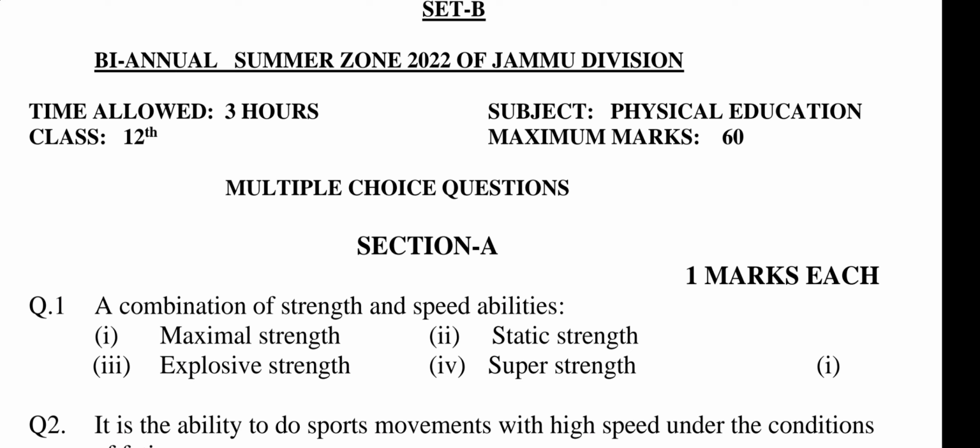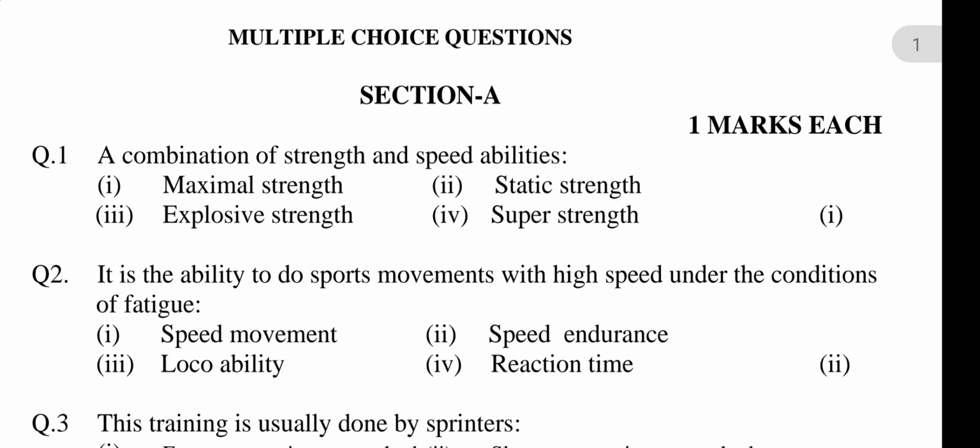Maximum marks 60. Multiple choice questions. Section A. Each question carries 1 mark. Question number 1. A combination of strength and speed abilities. Option first, maximal strength. Second, static strength. Third, explosive strength. Fourth, super strength. Answer is maximal strength.